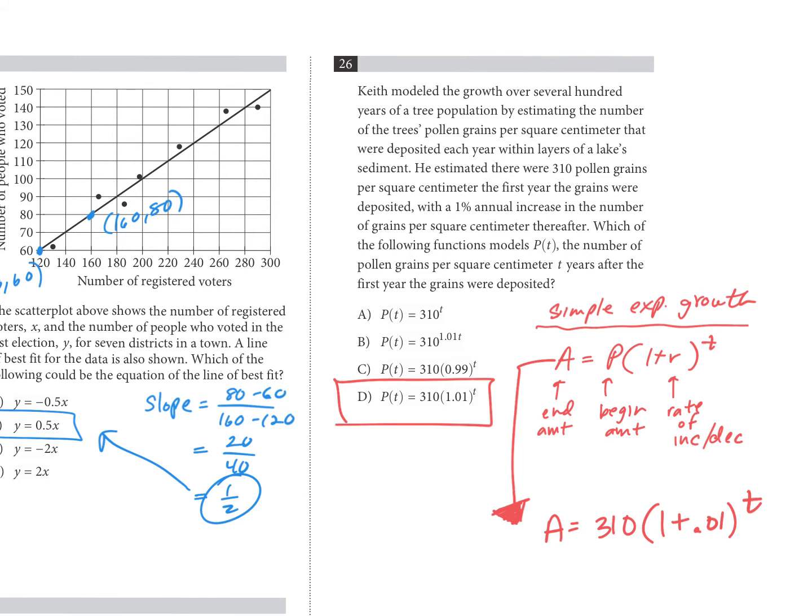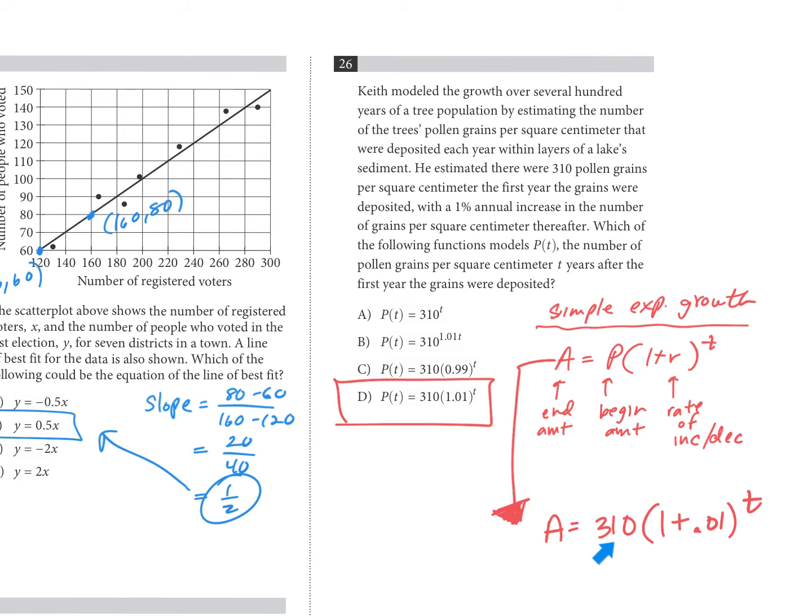In this case, they're talking about pollen. It says there were 310 pollen grains the first year and a 1% annual increase. Which of the following functions models the number of pollen grains per square centimeter t years after the first year? So the beginning amount of pollen grains was 310, right?